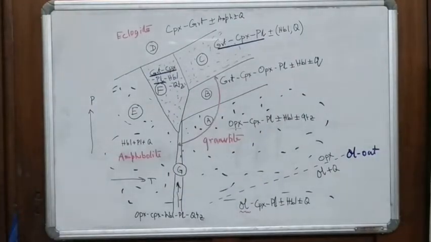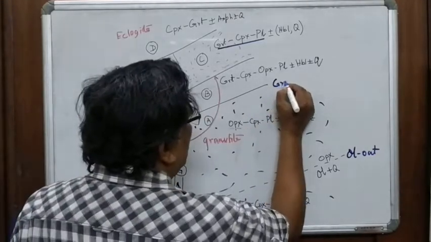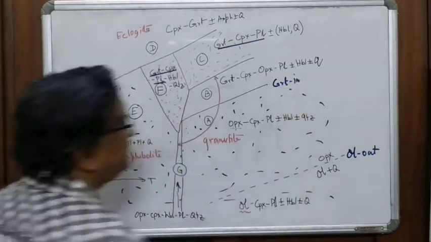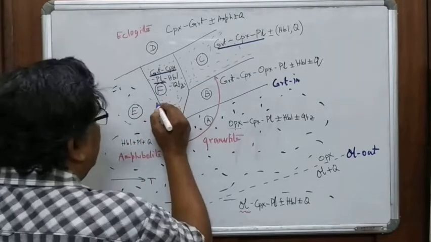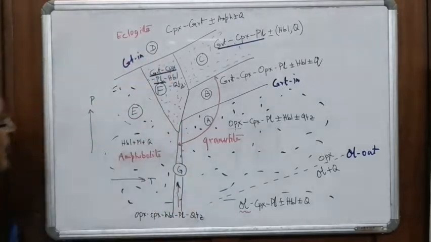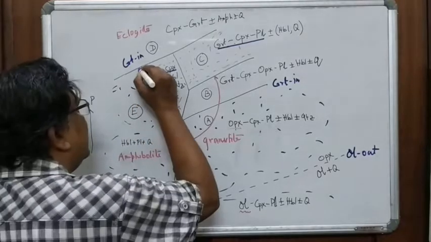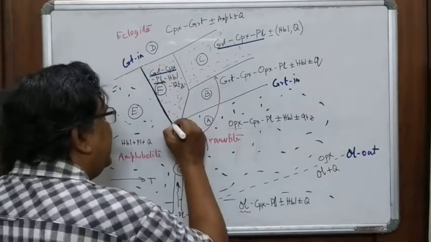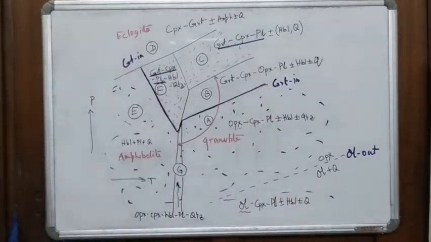This is olivine out reaction. And if you look at this, this is all garnet in. Do you see that? This is all garnet in. But same here, this is also garnet in. So here you see that this assemblage here is essentially a garnet in assemblage. Have you understood?